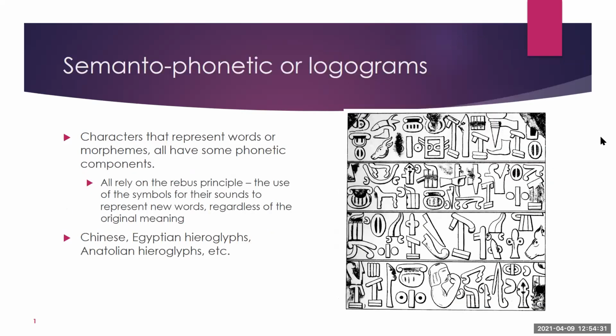And then there's semantophonetic or logograms. These are characters that represent words or morphemes and all have some phonetic components, which means they rely on the rebus principle: the use of symbols for their sounds to represent new words, regardless of what the original meaning of the symbol was. And I think we can probably talk more about this using that great new book. Some of the examples are Chinese, Egyptian hieroglyphics, and the example I have on the screen is Anatolian hieroglyphs.